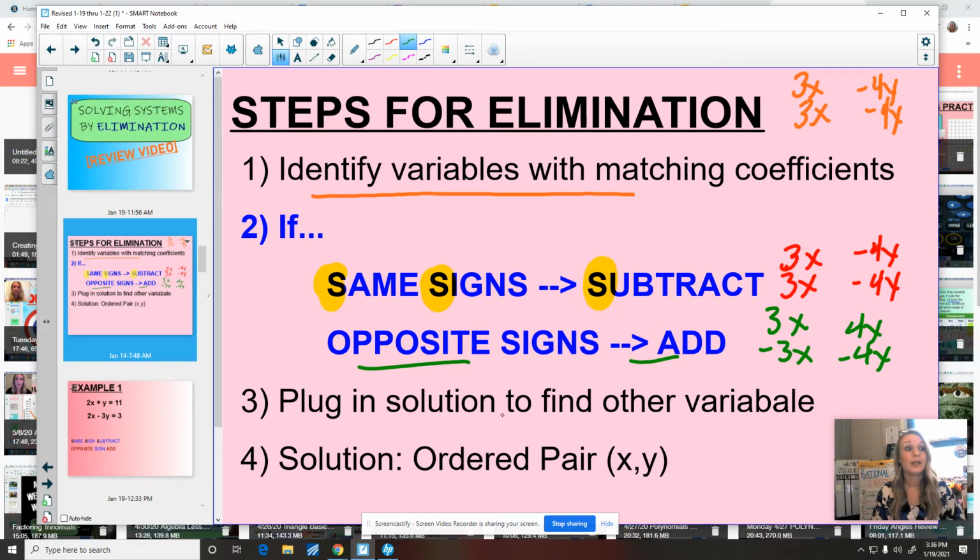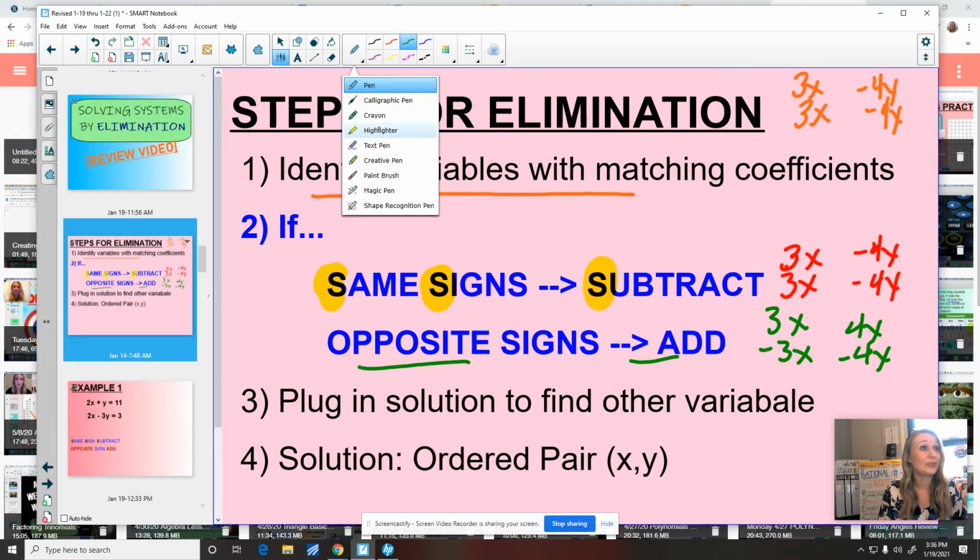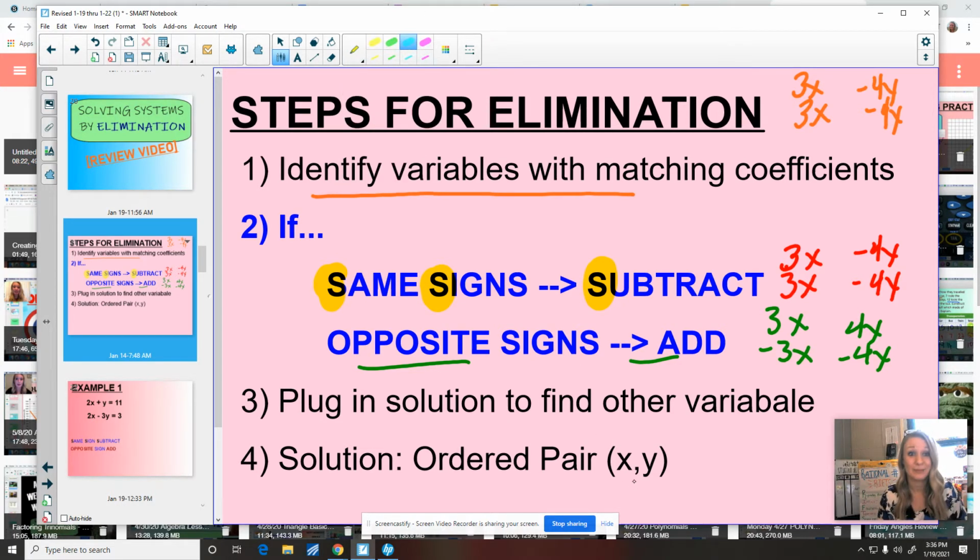Once you eliminate your variables and solve for x or y, you're going to take that solution and plug it into one of your equations. It doesn't matter which, to solve for your other variable. Last step, and please do not forget about this, and you see what happens when we forget, I go crazy: we're going to write our solution as an ordered pair. Okay, so that's your very last step.